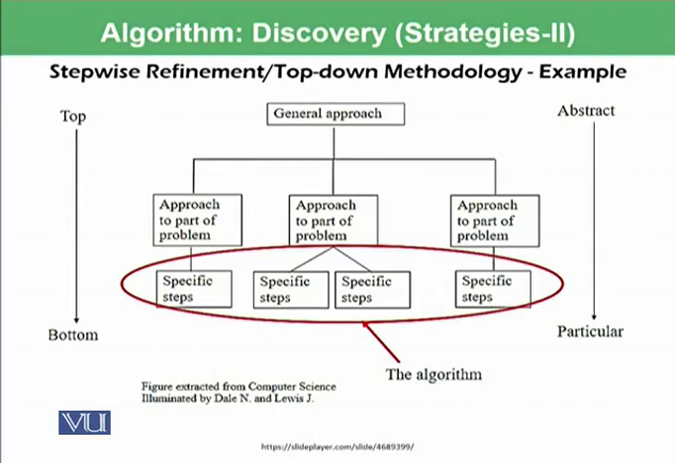We have a general problem or approach, and then we have converted that problem into these sub-problems or approaches to be part of the problem, and then each one has some specific steps. So you make your algorithm over this particular location.